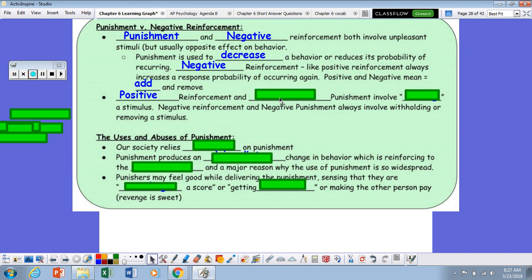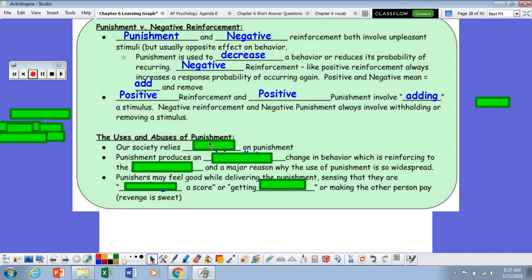Positive reinforcement and positive punishment always involve adding some kind of stimulus. So if I'm adding praise to get you to do something again and again, that would be an example of positive reinforcement. If I am scolding you, or if you've ever been spanked, we're adding that aversiveness to keep you from repeating the behavior.